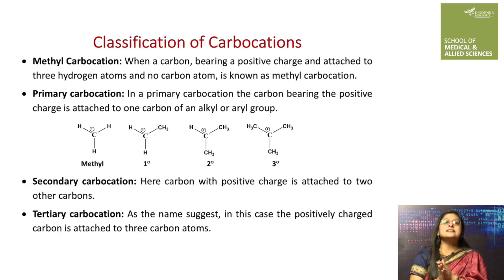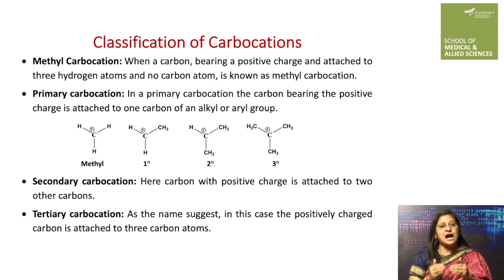Next is classification of carbocations. Carbocations can be classified on the basis of alkyl substituents attached to it. When a carbon bearing a positive charge is attached to 3 hydrogen atoms and no carbon, then it is known as methyl carbocation. The first structure is of methyl carbocation.